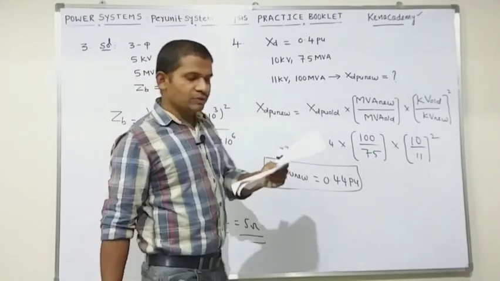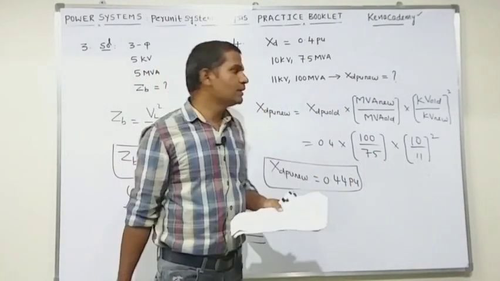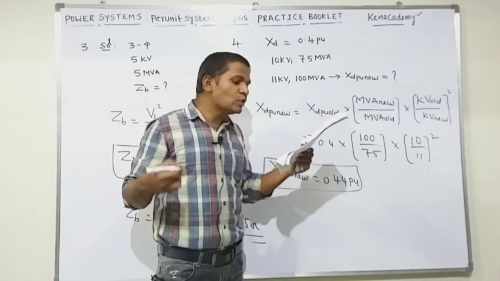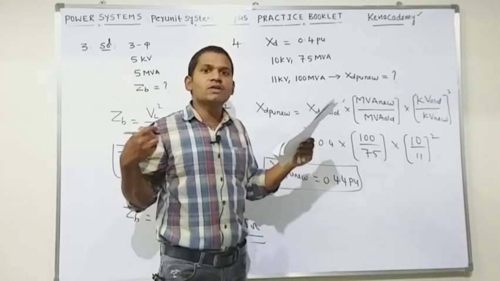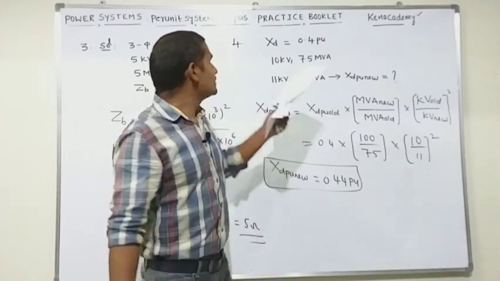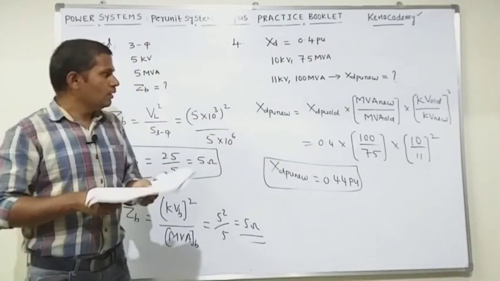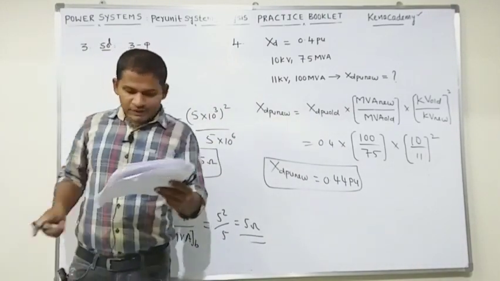Then according to the given options, option D is correct. This is the question asked in ESC 2005. ESC 2005 question. Clear? Concentrate. Yes, now we'll see question number 5.